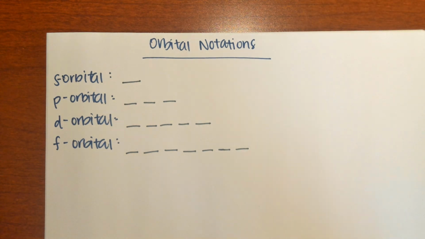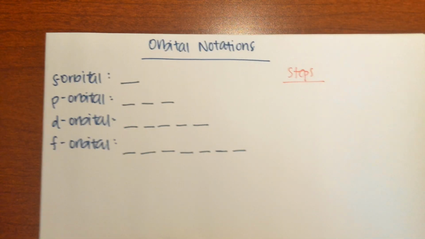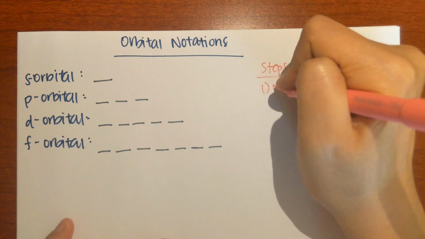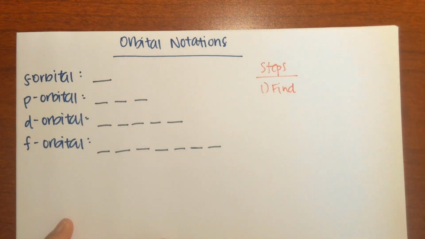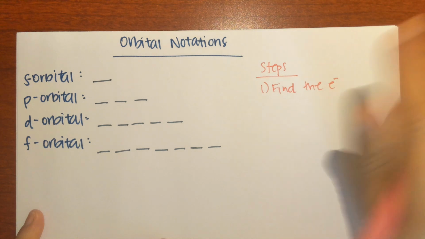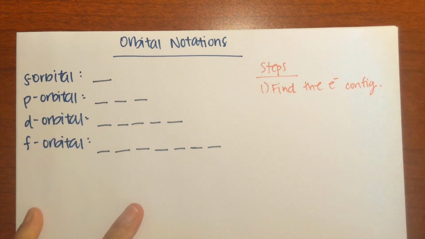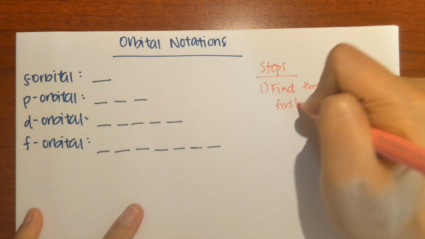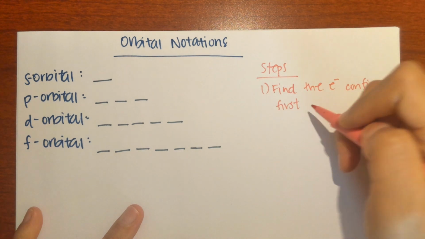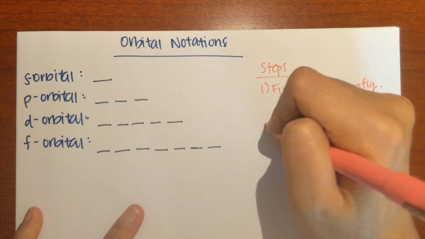First, I'm going to show you the steps on how to do orbital notations. The very first step is to find the electron configuration first. You can't do orbital notation without the electron configuration. I'm abbreviating electron configuration. If you don't know how to do that, you can't do the orbital notation. You must do this step first.